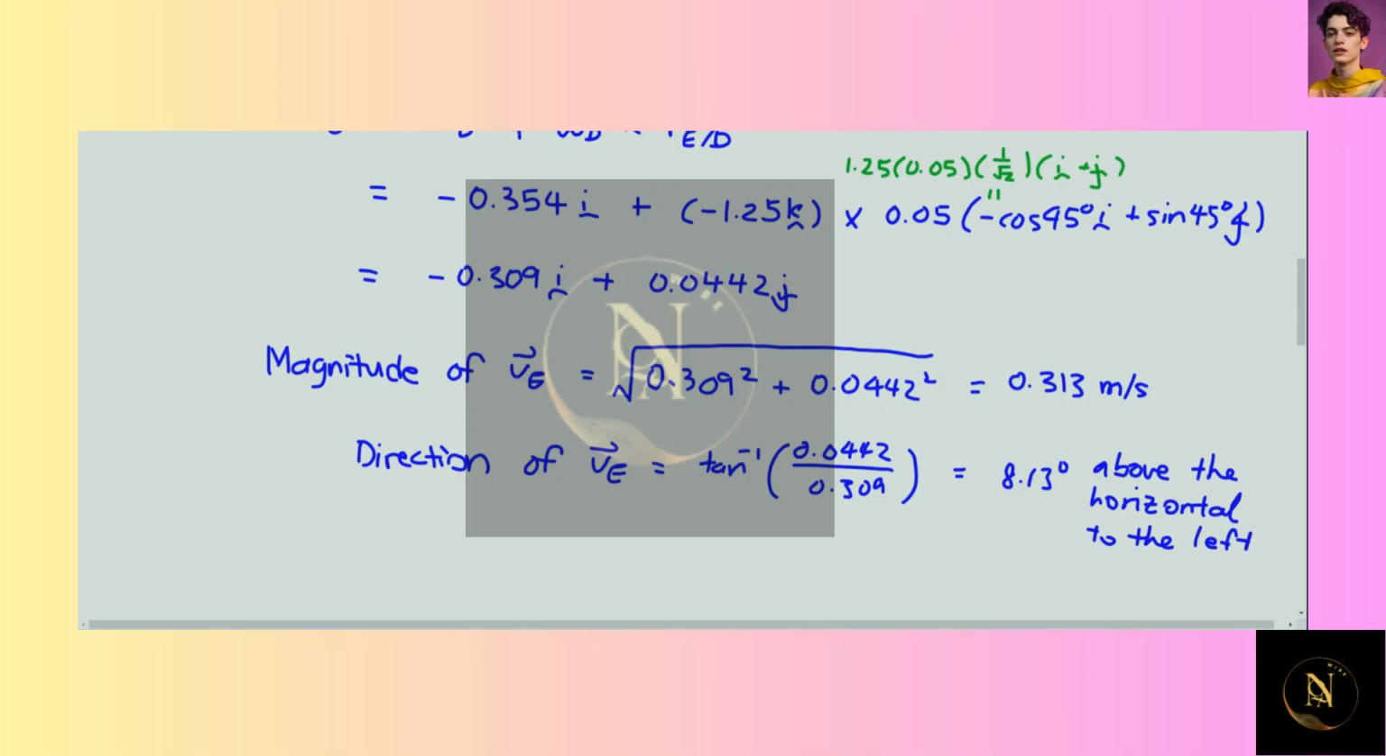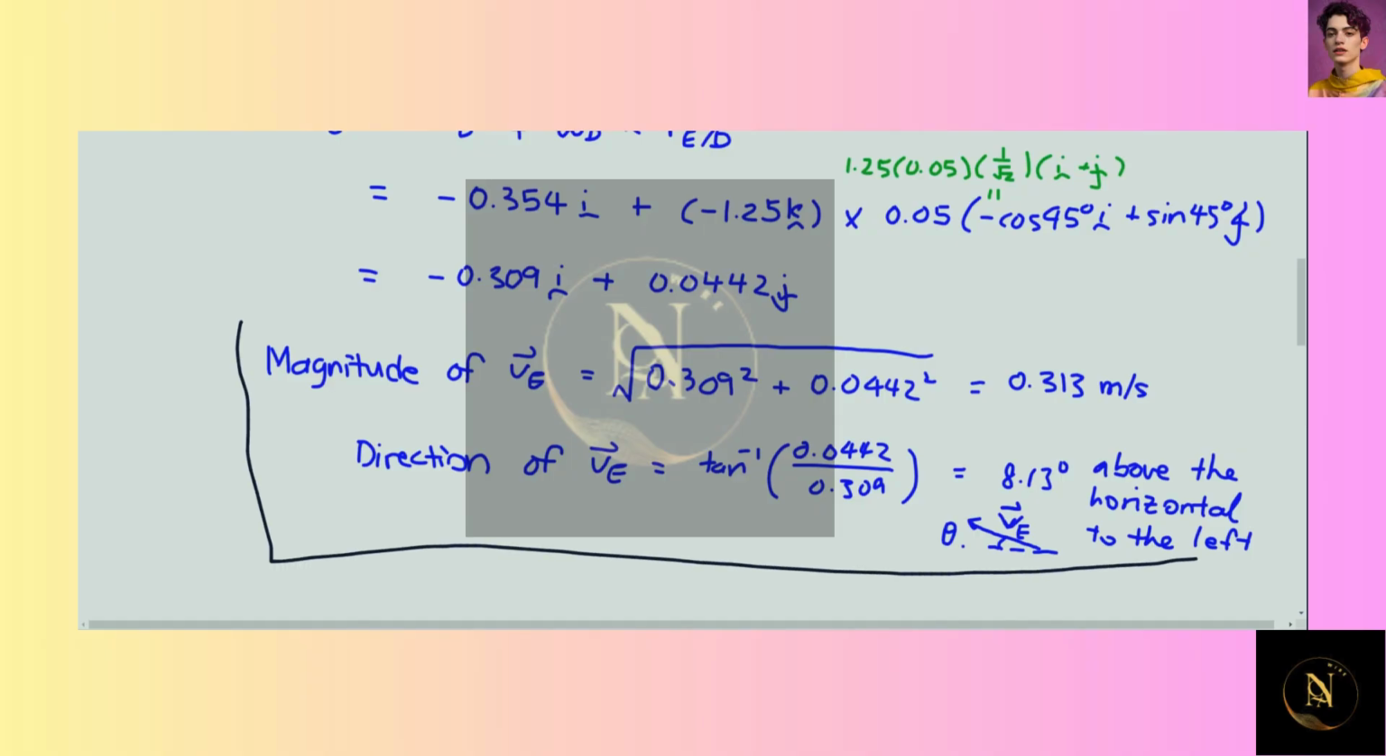Meaning it's pointing this way, and this is angle theta. This is our VE. So the final answer for this question is this. And that's all for this question.